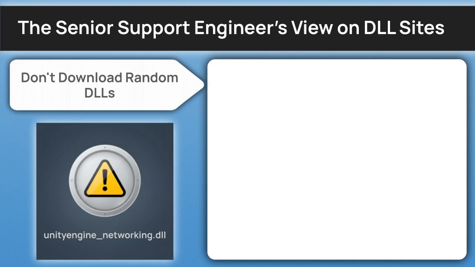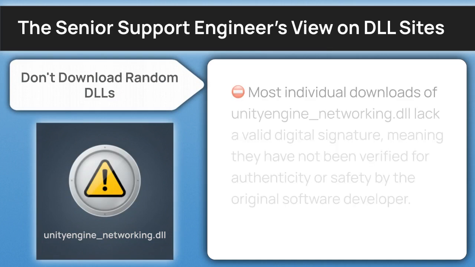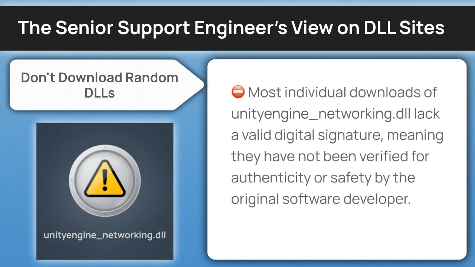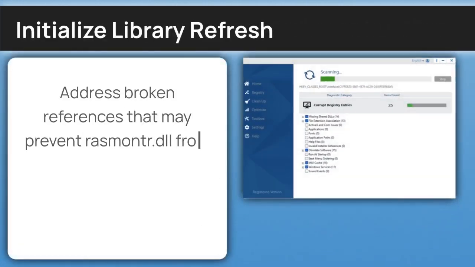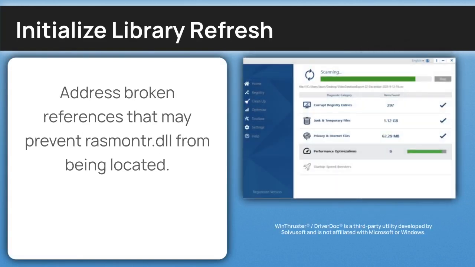It's worth taking a moment to discuss the safe acquisition of runtime components. Keep in mind that rasmon-tr library DLL must be properly synchronized with the Windows registry. Simply dragging and dropping a file rarely addresses the root cause of the initialization failure. Using a professional maintenance utility is a proactive step toward keeping your system state healthy and your software synchronized.